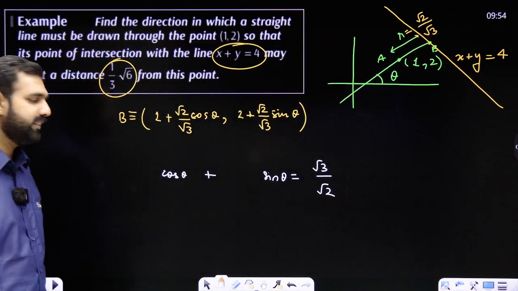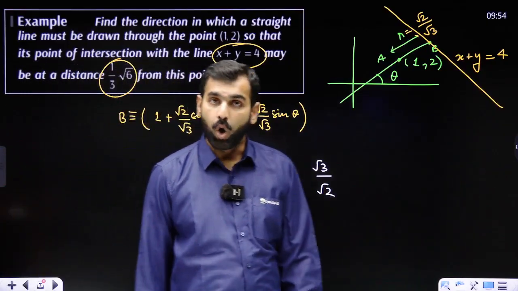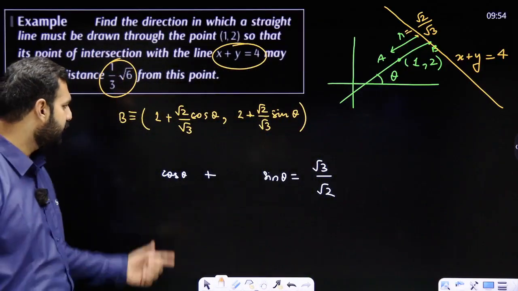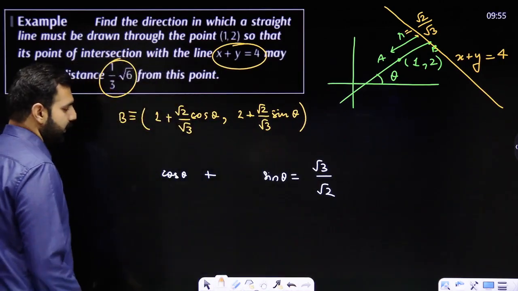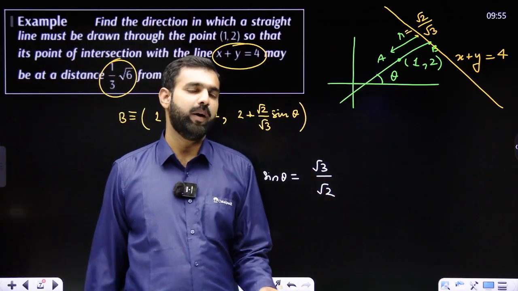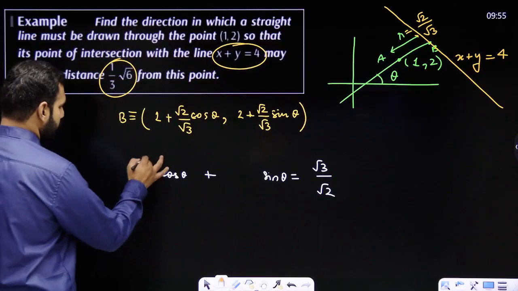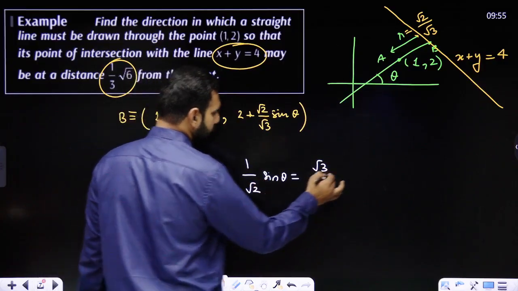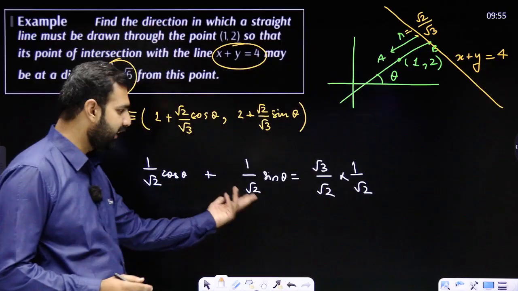Now, how do we solve this category of questions? You have two choices: either square both the sides or use cos a plus b or use sin a plus b. Rather, cos a minus b it will become. How? Please understand. What I'm doing is I'm multiplying both these sides by 1 by root 2, both sides meaning left hand side and right hand side.